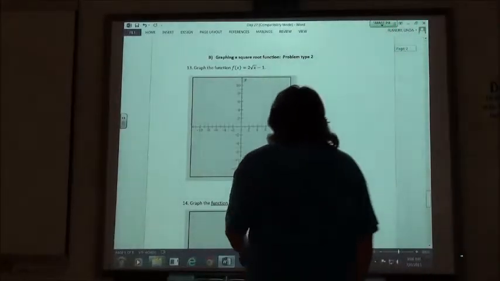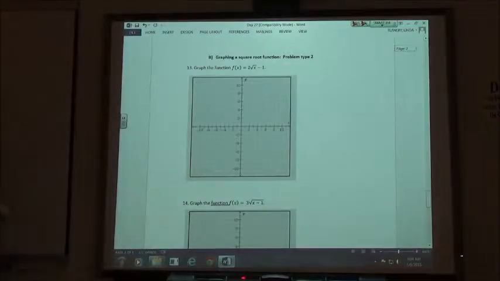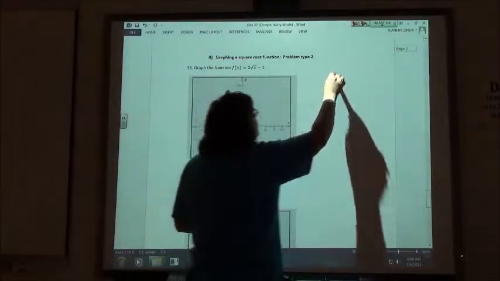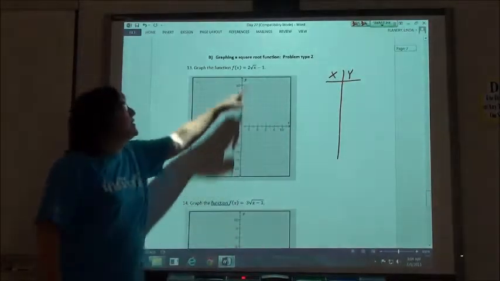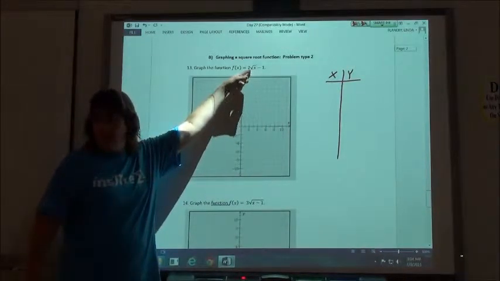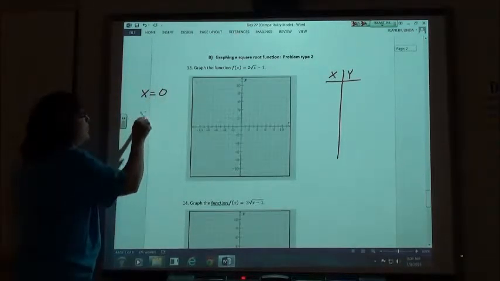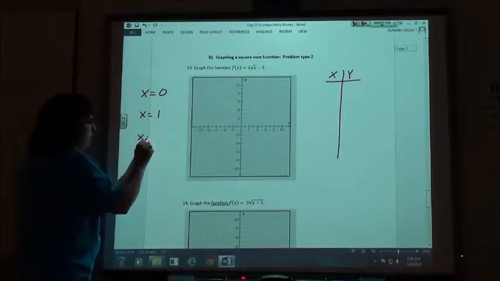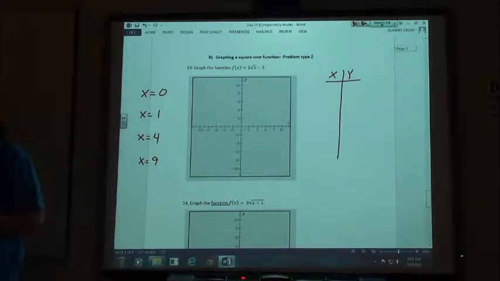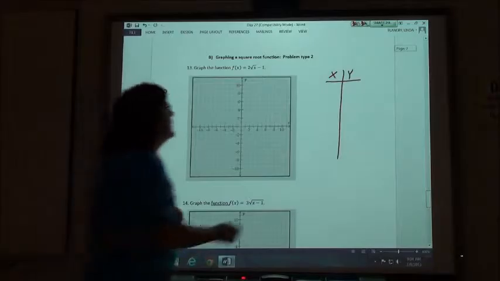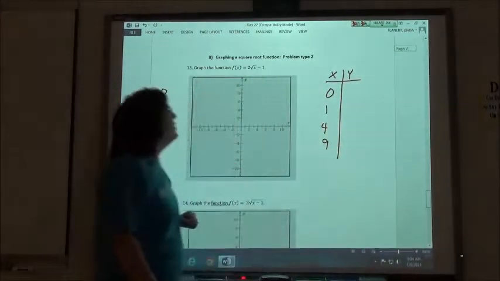And the problem type 2, same kind of thing. I want to figure out what value should go in my table for my x's, and then I'm just going to plug them in and solve. In this case, we just have the plain x underneath there, like the first one on the other ones. So x is just going to equal 0, 1, 4, and 9 because we want them all to come out to nice perfect squares. And then we're going to plug them in and solve.